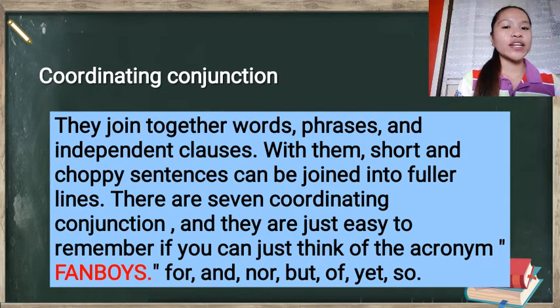There are 7 coordinating conjunctions, and they are easy to remember if you think of the acronym FANBOYS. F stands for for, A stands for and, N stands for nor, B stands for but, O stands for or, Y stands for yet, and S stands for so.